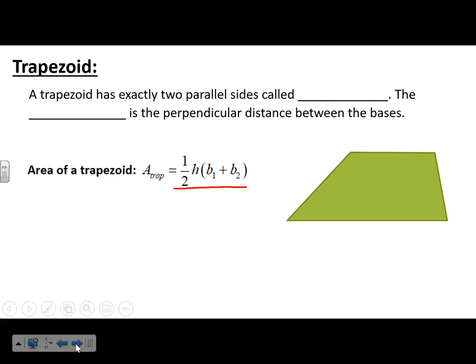A trapezoid has exactly two parallel sides called bases. So a trapezoid is a quadrilateral. It's got four sides, and two of the sides are parallel to each other. The other two are not. The height is the perpendicular distance between the bases. So we've done that before.